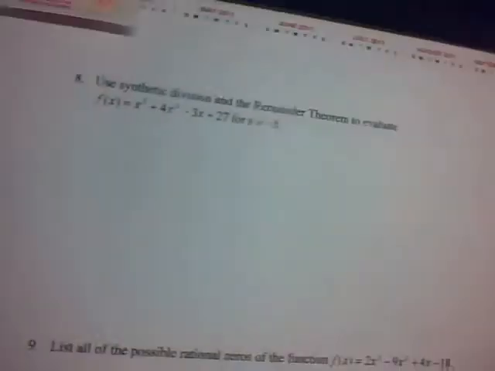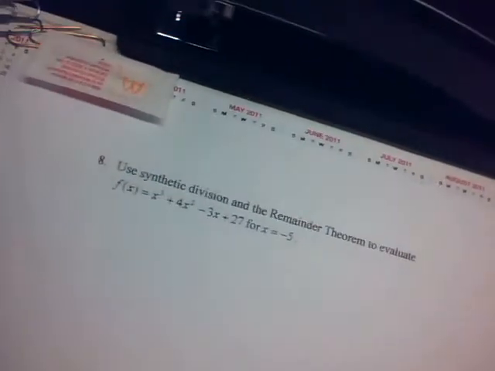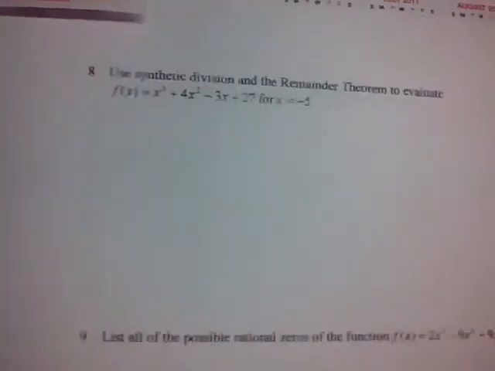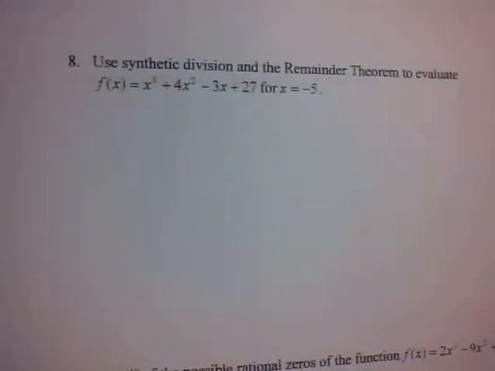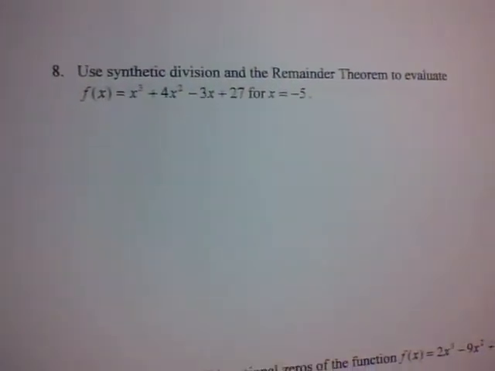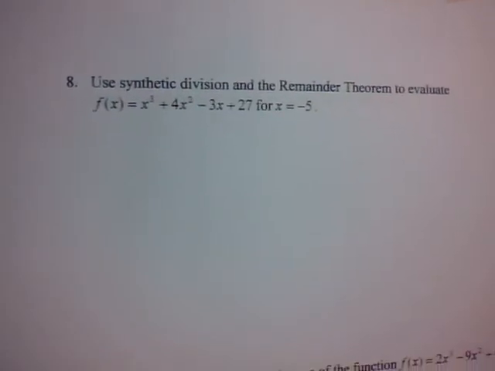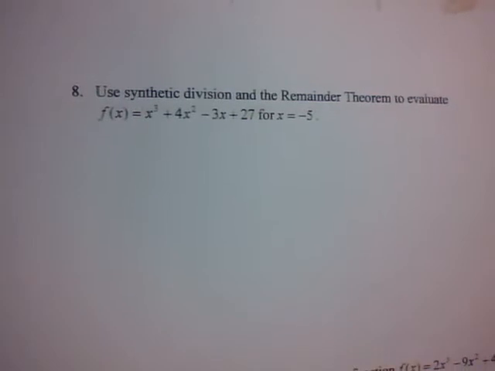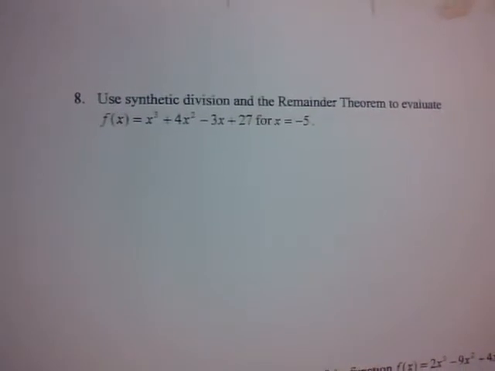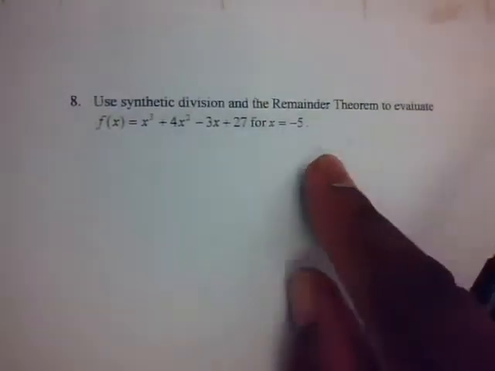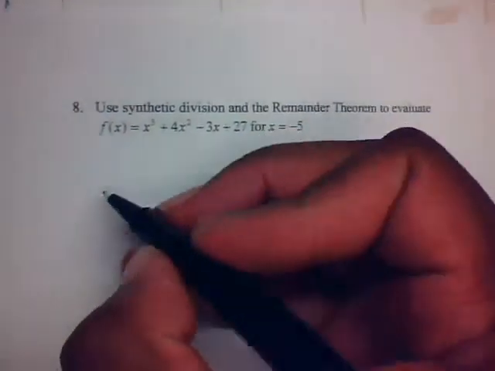Question 8. Again, we're going to use synthetic division, but this time we're going to use the remainder theorem to evaluate this particular function. f of x is equal to x cubed minus 4x squared minus 3x plus 27 for x is equal to negative 5. Okay, so here x equals negative 5. That's going to be our divisor.